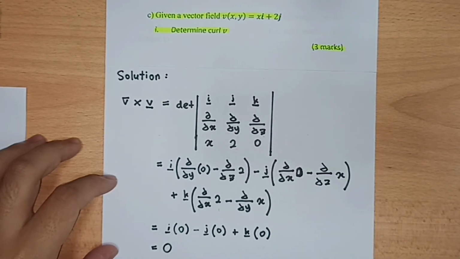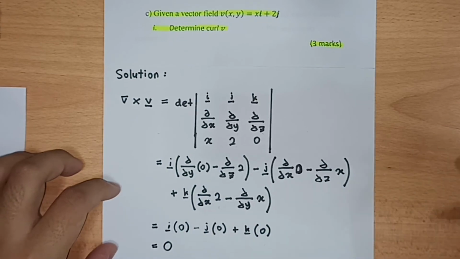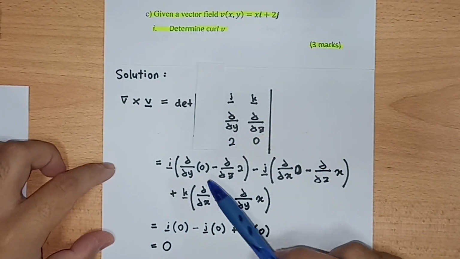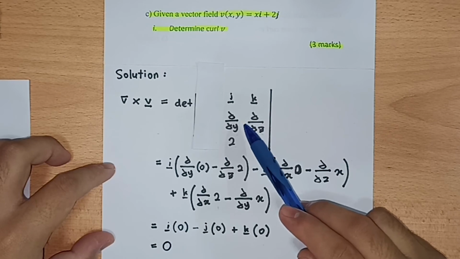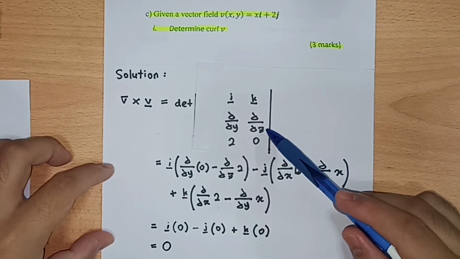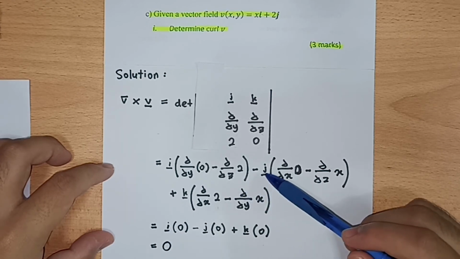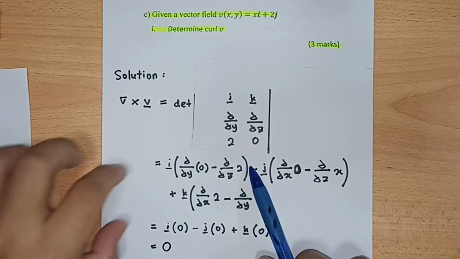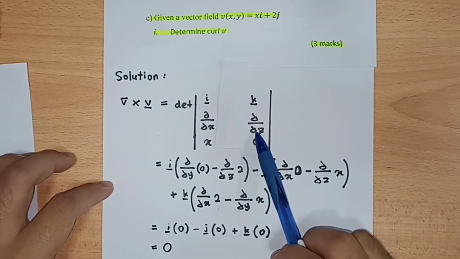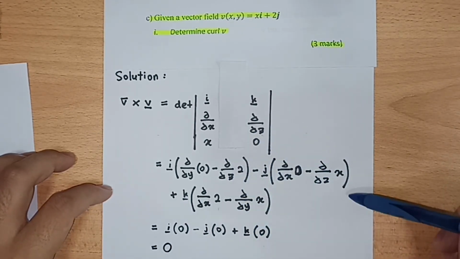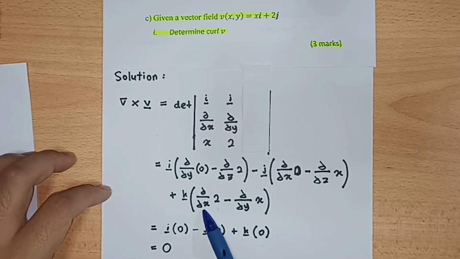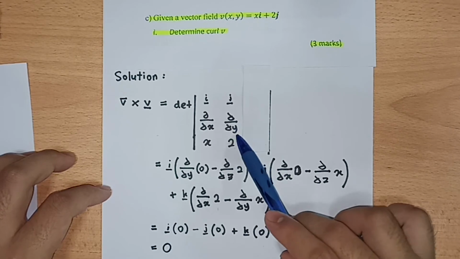So now we find the determinant of the matrix. So for the i direction, we cross out the i column and row, so we can see partial with respect to y times 0 minus partial with respect to z times 2, minus for the j direction partial with respect to x times 0 minus partial with respect to z times x, plus for the k direction partial with respect to x times 2 minus partial with respect to y times x.